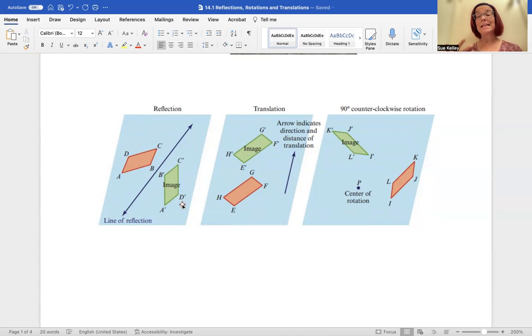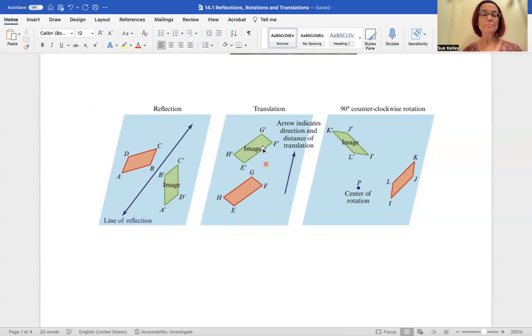And that's the language that we use when we talk about reflection or translation or rotation. Anytime we're moving a shape, we have a pre-image and we have an image, and they will have the same letter names corresponding to the parts of the shape, but the image will have this prime symbol next to the letter.